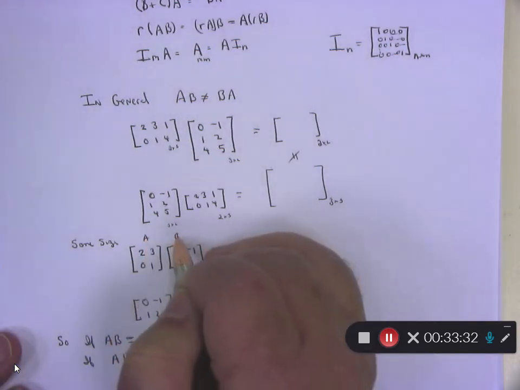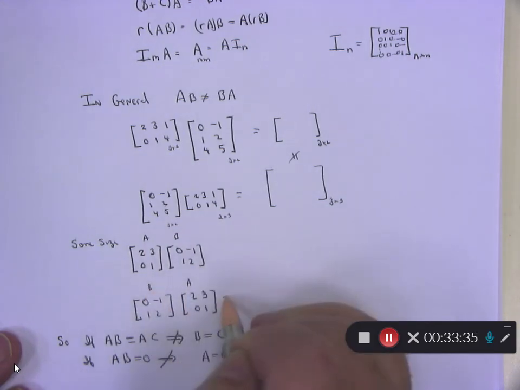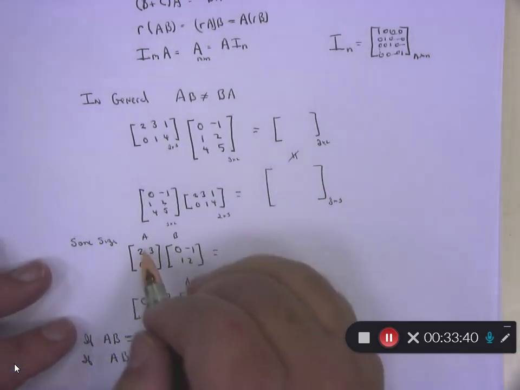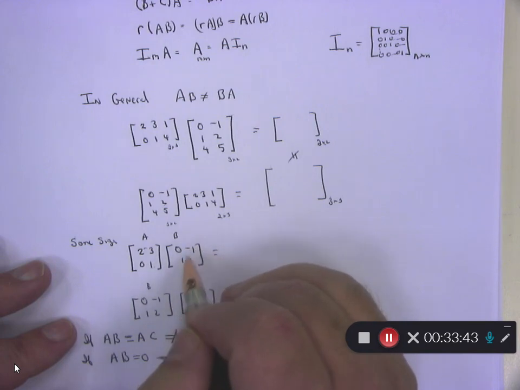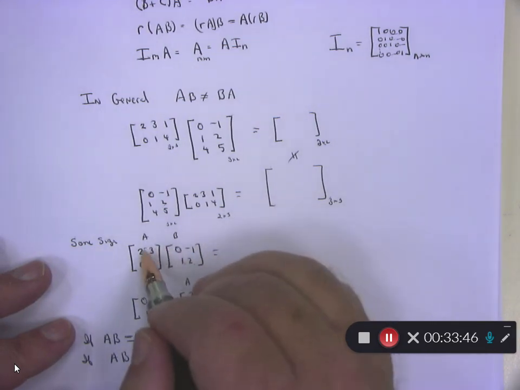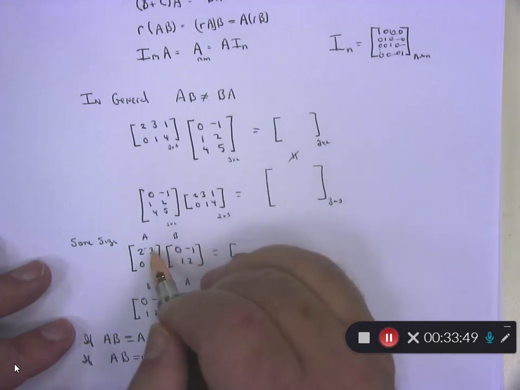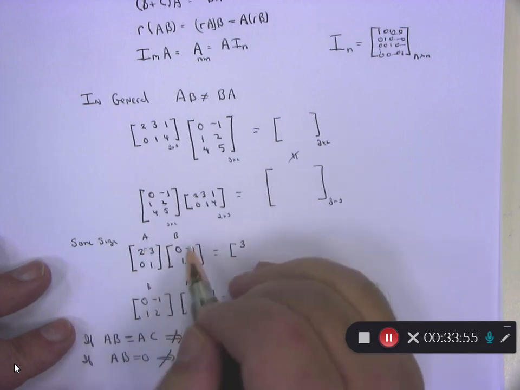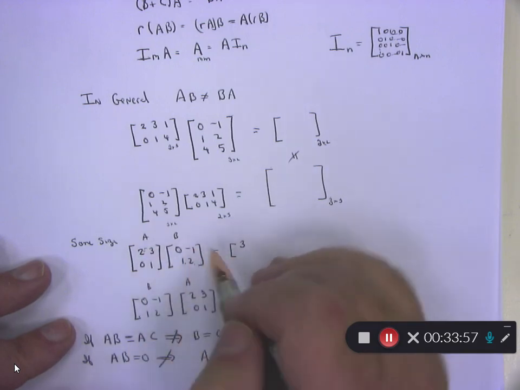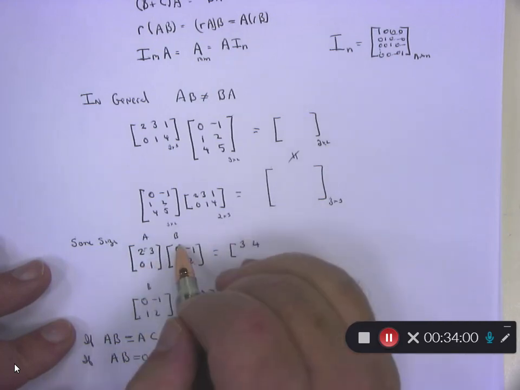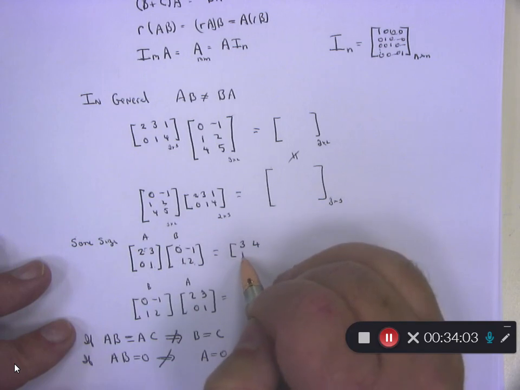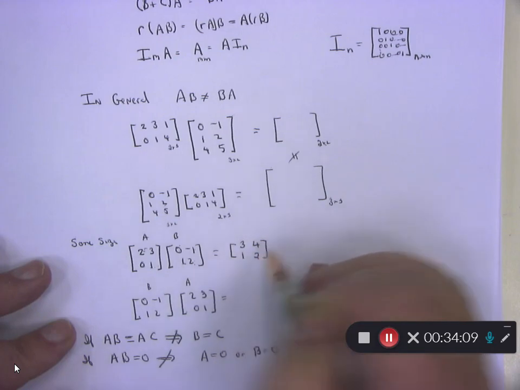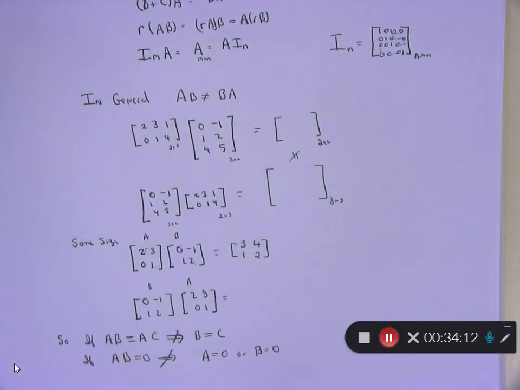But even if they were the same size, let me show you. This is matrix A, this is matrix B, this is matrix B times matrix A. Let's take a look at what we get. Again, this is in general. So, 2, 3, 0, 1 times 0, negative 1, 1, 2. Row by columns. 2 times 0 is 0 plus 3 times 1 is 3. 0 plus 3 is 3. 2 times negative 1 is negative 2. 3 times 2 is 6. Negative 2 plus 6 is 4. 0 times 0 is 0. 1 times 1 is 1. 0 plus 1 is 1. 0 times negative 1 is 0. 1 times 2 is 2. 0 plus 2 is 2. So I get the matrix 3, 4, 1, 2.